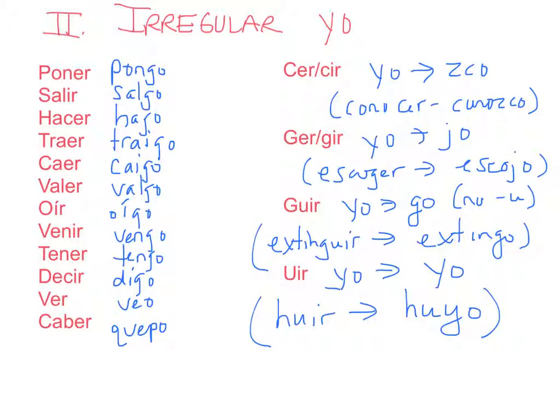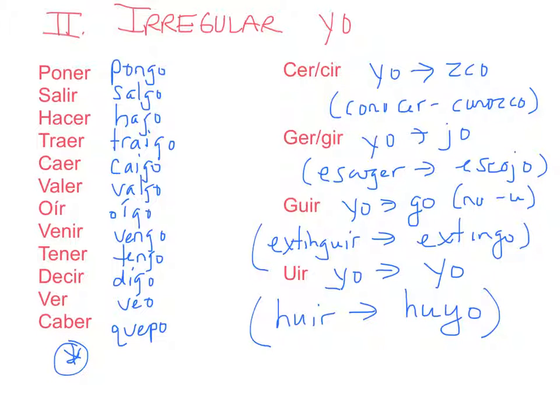Again, these are verbs that you've known since Spanish 1 that have irregular yo forms. Poner to pongo, salir to salgo, hacer to hago, traer to traigo, caer to caigo, valer to valgo, oír to oigo, venir to vengo, tener to tengo, decir to digo, ver to veo, and then my personal favorite verb, caber, goes to quepo. This one's a little bit odd, which is why I like it.